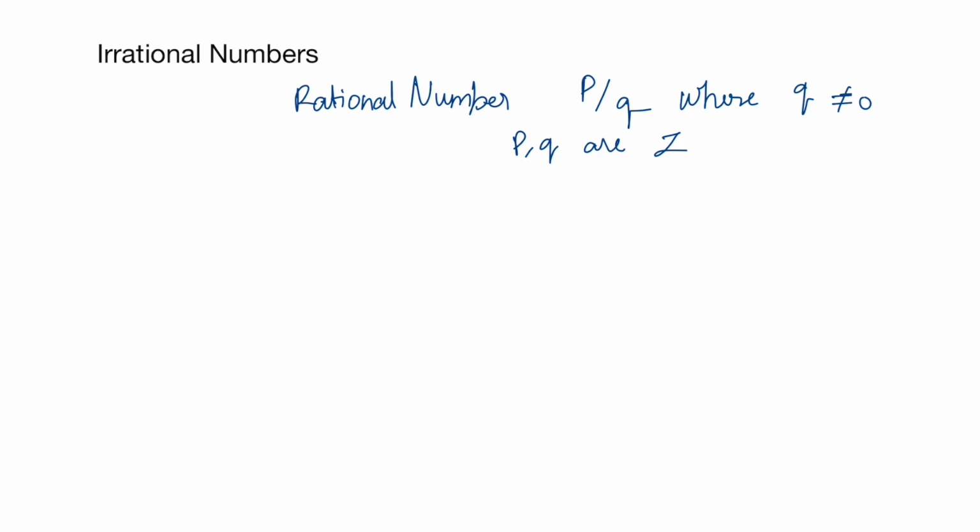Now we have something called irrational numbers. It's exactly opposite to what rational numbers are. Irrational numbers are something that cannot be written in the form of p divided by q. So that is all the difference. The definition is very similar to that of rational numbers, just opposite. It cannot be represented in the form of p divided by q, where q is not equal to 0 and p and q are integers. These types of numbers are irrational numbers.